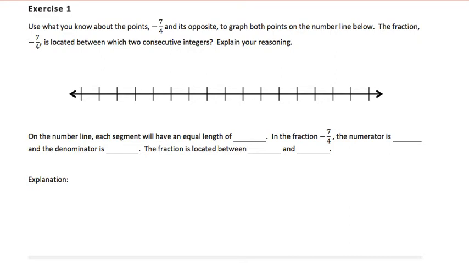Exercise 1 tells us to use what we know about the points -7/4 and its opposite to graph both points on the number line below. And then it's going to ask us a question about that, but we want to make sure that we do things in order. We're going to graph our points first, and I will choose a 0.